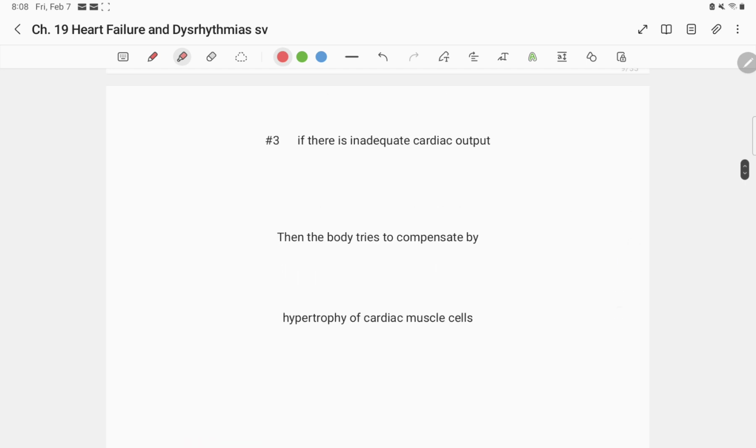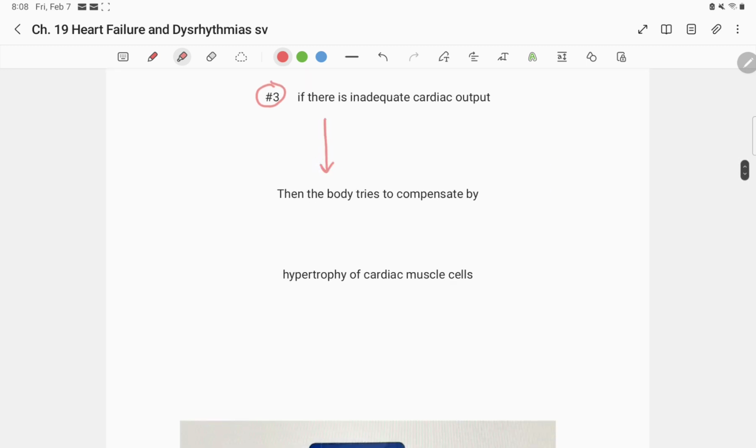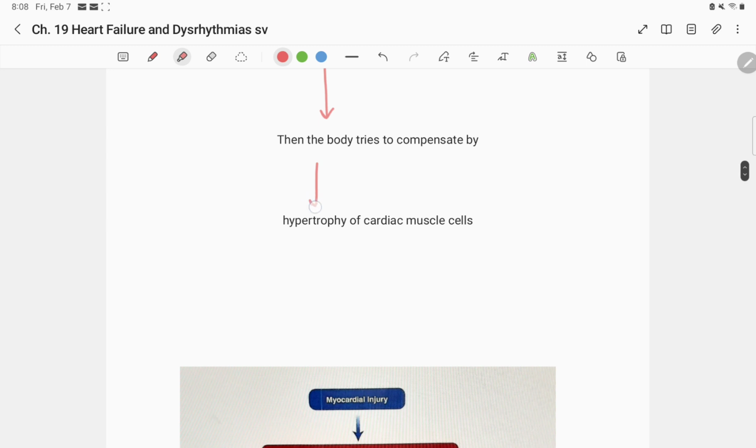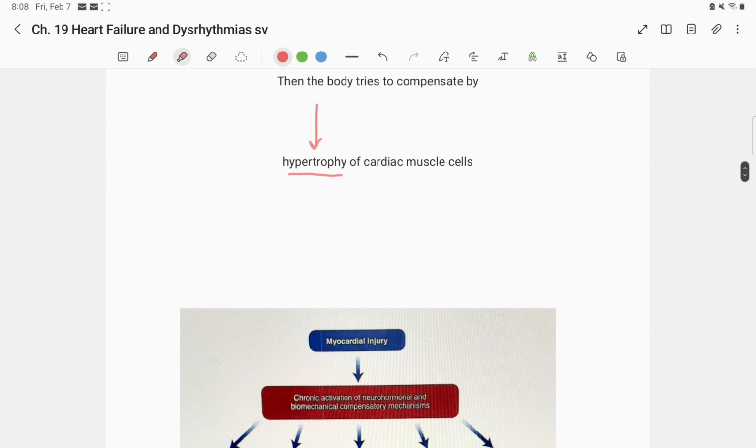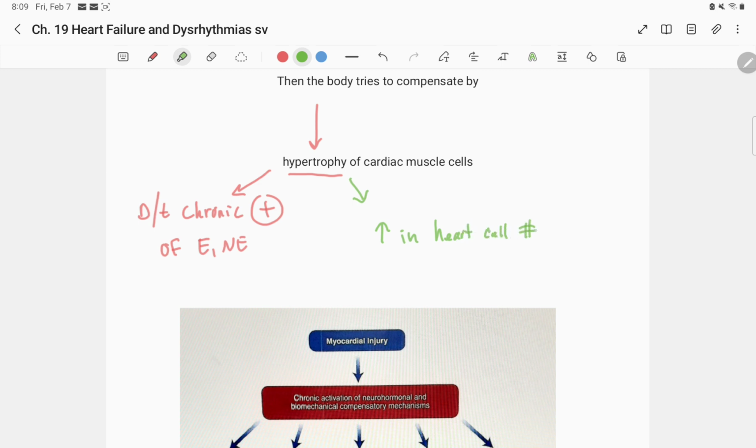All right, third thing that happens if there is inadequate cardiac output, the body compensates by hypertrophy of cardiac muscle cells. Okay, this is due to chronic activation of epinephrine, norepinephrine. And as a result, you get an increase in heart cell numbers.